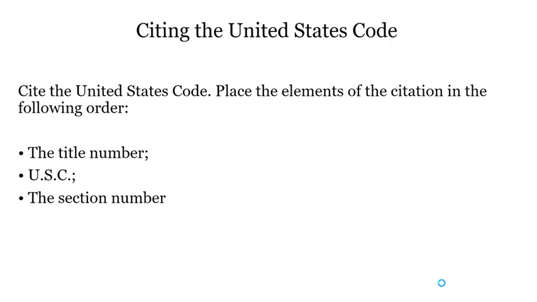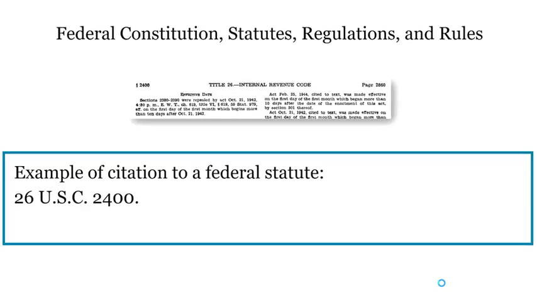And then to cite the United States Code, place the elements of the citation in the following order: the title number, USC, and the section number. If you want more citation examples, visit page 43, section 3.3. And then here is an example of a citation. This is the citation to title 2400 of the U.S. Code, and it's an example of a citation to a federal statute.